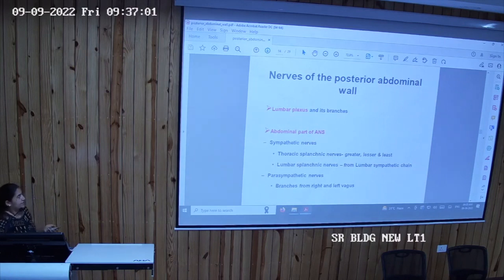So in the lumbar region, you have the lumbar plexus and the abdominal part of the autonomic nervous system. The autonomic nervous system here is important because it contains the sympathetic and the parasympathetic supply to the abdominal viscera. The sympathetic nerves, thoracic splanchnic nerve and lumbar splanchnic nerves, are present. When the term splanchnic is used, it is for the viscera. Then the parasympathetic nerves are coming from the right and left vagal trunks.